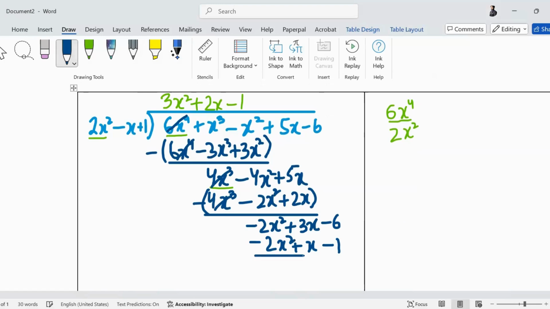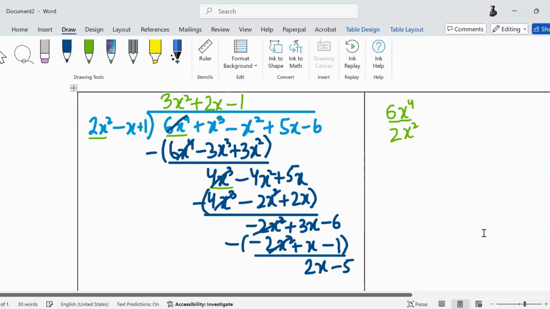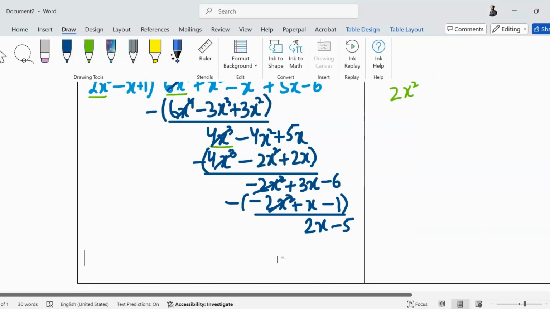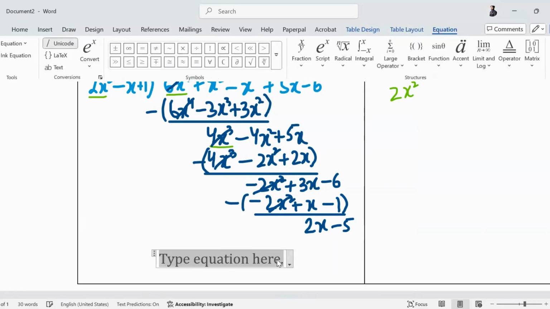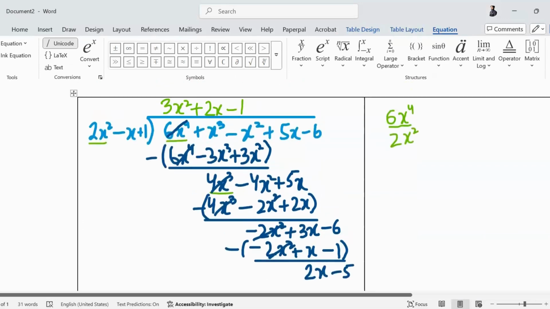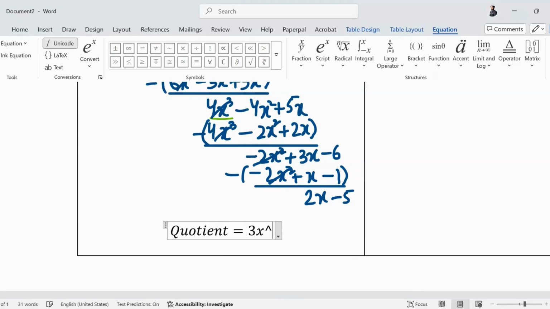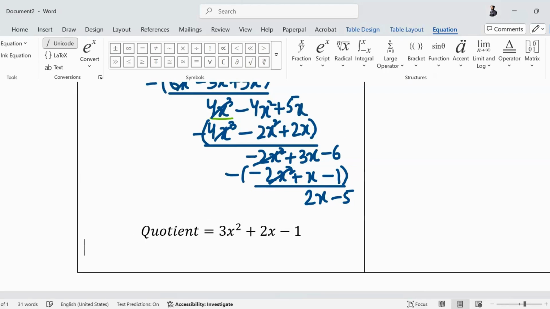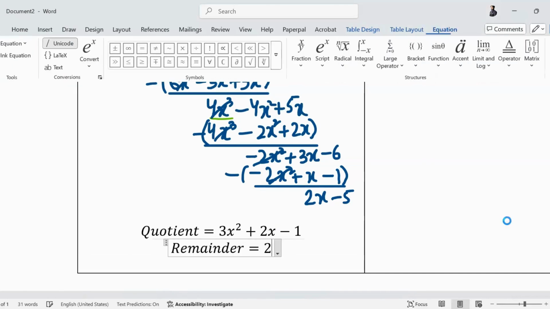When we subtract, this entire thing will be cancelled out. The x squared term plus 3x minus x is 2x minus 6, and plus 1 will give me minus 5. So the question is asking me the remainder and the quotient. The quotient is 3x squared plus 2x minus 1. Well done. The remainder is 2x minus 5.